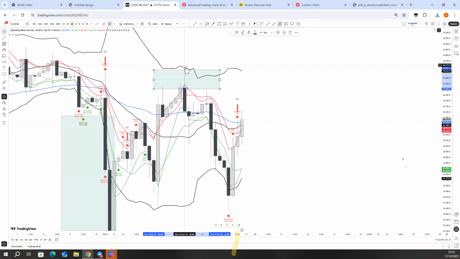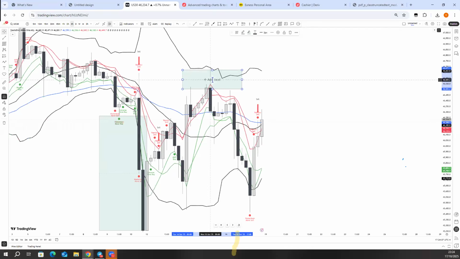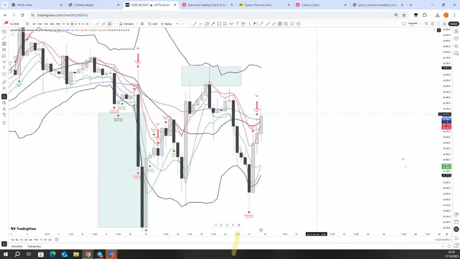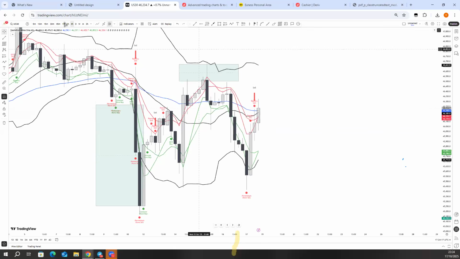You want to see price rejecting from your Bollinger Bands. If price taps the Bollinger Band, rejects and closes below the Bollinger Band, this is extreme B. It gives you one confirmation, and that's the second confirmation. The first confirmation is a re-entry. The second confirmation is for price to reject from one of these levels, from the Bollinger Band. Then you go now to the 1 hour time frame.